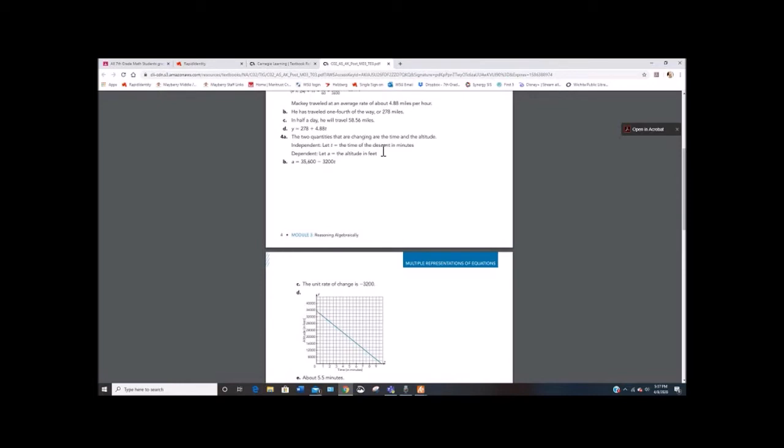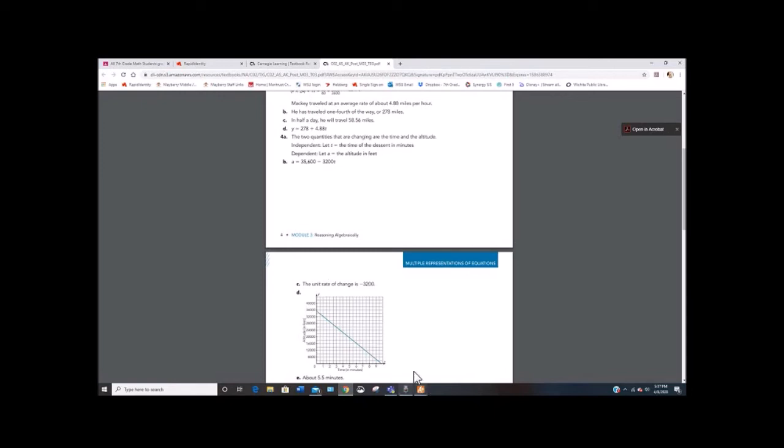So independent is the minutes, and we're using M for minutes. Okay? The dependent means that it will change based on the independent. So what's changing is our altitude. Our altitude changes every time our minutes change. So that's why it's dependent, and that's going to be represented by A.